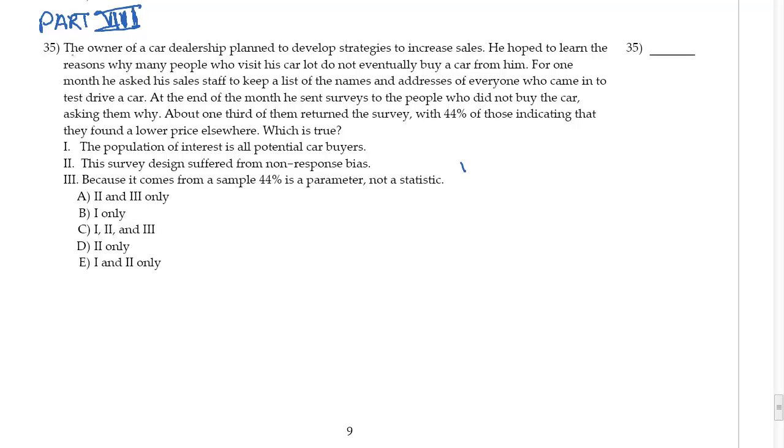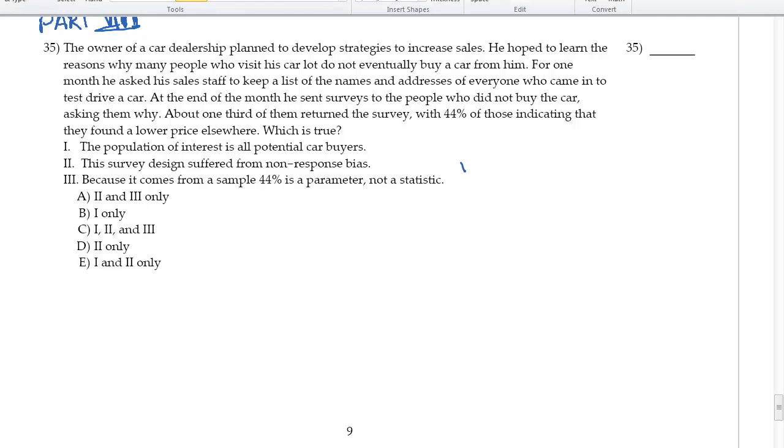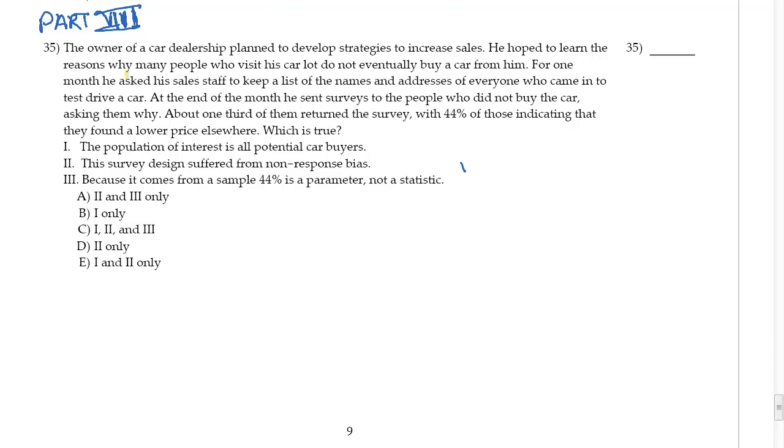Okay, so the owner of a car dealership planned to develop strategies to increase sales. He hoped to learn the reasons why many people who visit his car lot do not eventually buy a car from him. Okay, so we want to be real careful here. He hoped to learn the reasons why many people who visit his car lot. Okay, so that's the population, right? And why they don't buy a car from him. So do not eventually buy a car from him. This is going to be a characteristic.